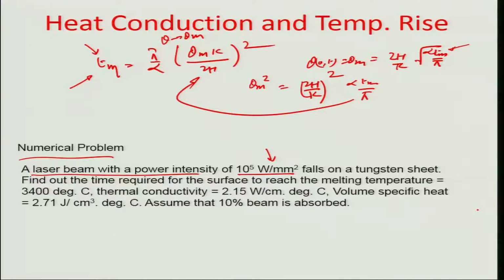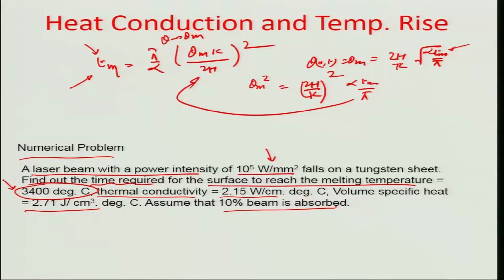We need to find out the minimum time needed for the surface to reach the melting temperature. The melting temperature of tungsten is about 3400 degrees Celsius. We have other values related to the surface, including thermal conductivity 2.15 watt per centimeter degree Celsius, the volume specific heat rho c, which is 2.71 joule per centimeter cube degree Celsius, and we also assume that about 10% of the total beam power is absorbed.